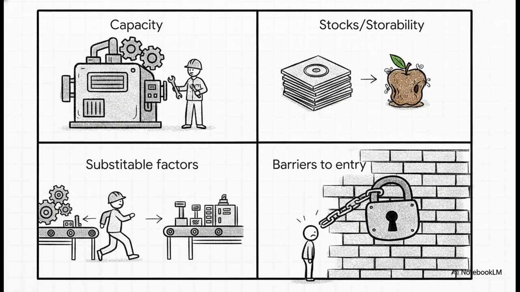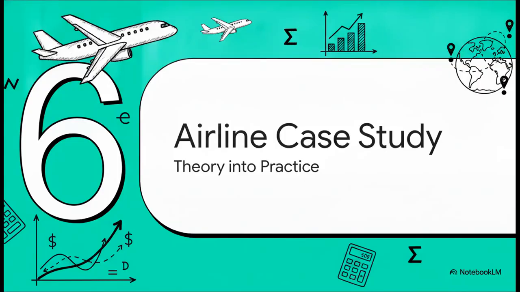They're gonna rot. Third is substitutable factors. If your labor force can easily jump from making product A to product B, you've got high elasticity. And finally, barriers to entry. If it costs $1 billion just to start a company in your industry, the overall market supply is going to stay stubbornly inelastic for a very long time. Let's bring all this math together.